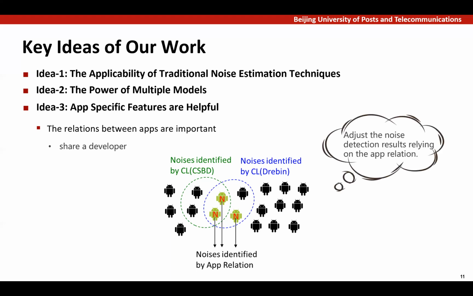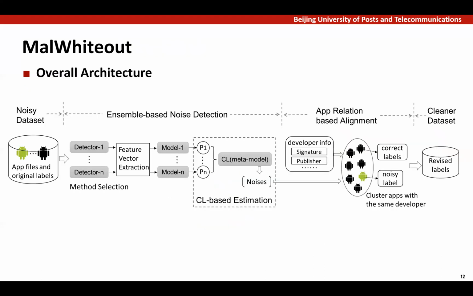However, as such relation cannot cover the full range of apps, it might be a good idea to adjust the noise detection results relying on the app relation. Enlightened by the key ideas, we propose a system called MalWhiteout. MalWhiteout is built atop confident learning. It introduces 2 major components.